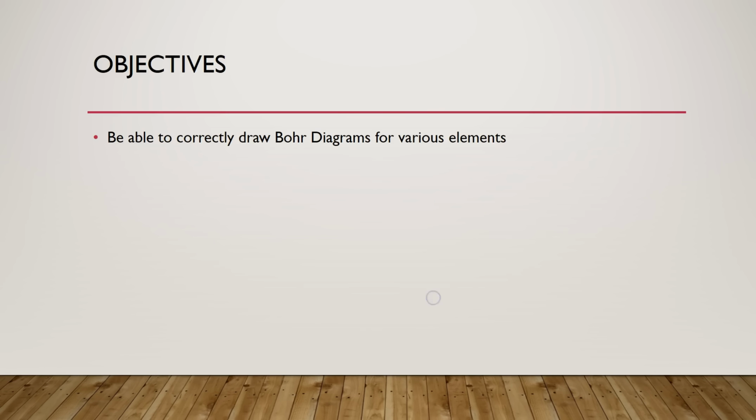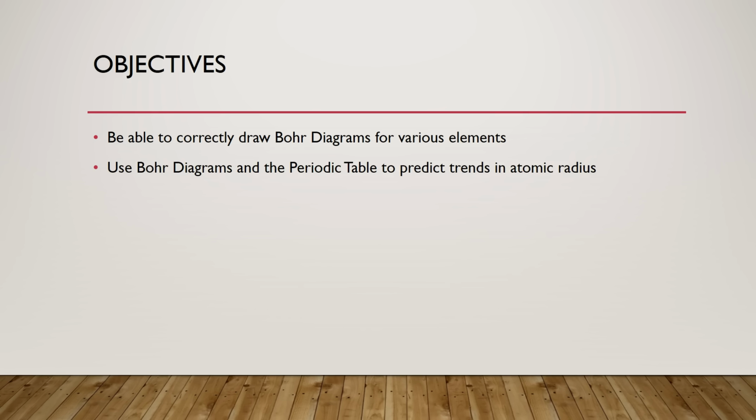The objectives with this particular lecture: first of all, we want to be able to correctly draw Bohr diagrams for various elements. You were introduced to those today on the ChemQuest. And then also to be able to use Bohr diagrams and the periodic table to predict trends in atomic radius. The theme here with Unit 6B is to really start looking for trends and patterns on the periodic table dealing with the arrangement of electrons. All right? These are two objectives.